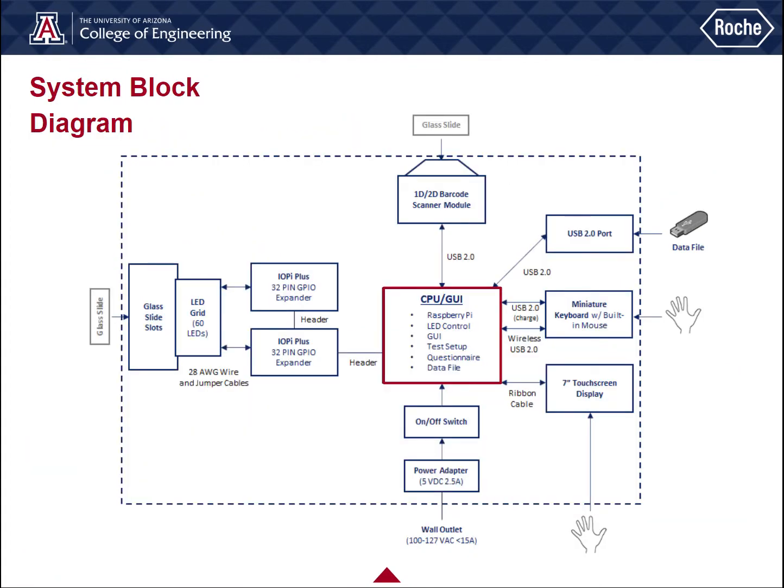Shown here is a system block diagram of the entire device. As you can see, the main processing unit of the device is a Raspberry Pi. The CPU is then connected to a touchscreen display, keyboard, extra USB port, barcode scanner, and finally, the GPIO expander bonnets to communicate with the individual LEDs. The device can be powered on through an on-off switch located on the power cord connected to the wall.